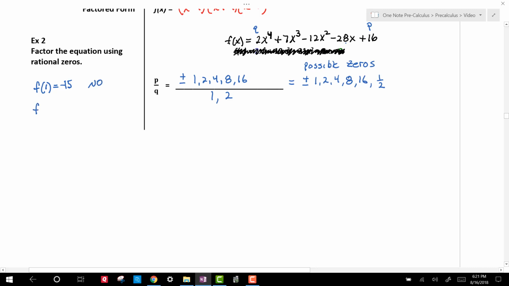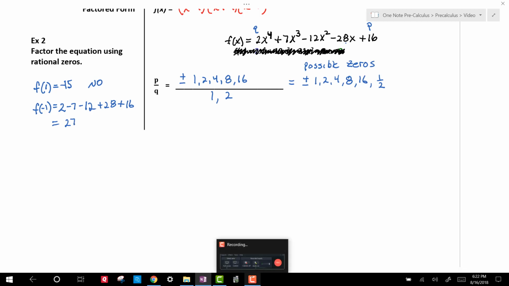Nope. So I try f of negative 1. Now the only difference between 1 and negative 1 is if you raise negative 1 to an even power, it doesn't change the value of the coefficient. So negative 1 to the 4th is still 1, times 2 is still 2. Negative 1 to the 3rd, though, is negative 1, and negative 1 times 7 is negative 7. Negative 1 squared is still positive 1. Positive 1 times negative 12 is negative 12. Negative 28 times negative 1 is positive 28. And we still have the plus 16 there. If you add all those up, you get 2 minus 7 is negative 5, minus 12 is negative 17, plus 28 is 11, and 16 is 27. All right? So that one doesn't work.